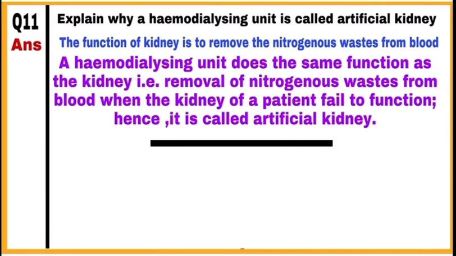Question 11. Explain why hemodialyzing unit is called artificial kidney. As you know that the function of kidney is to remove the nitrogenous waste from the blood. Similarly, a hemodialyzing unit does the same function as that of the kidney, that is, the removal of nitrogenous waste from the blood when the kidney of the patient failed to function properly. Hence, it is called artificial kidney.